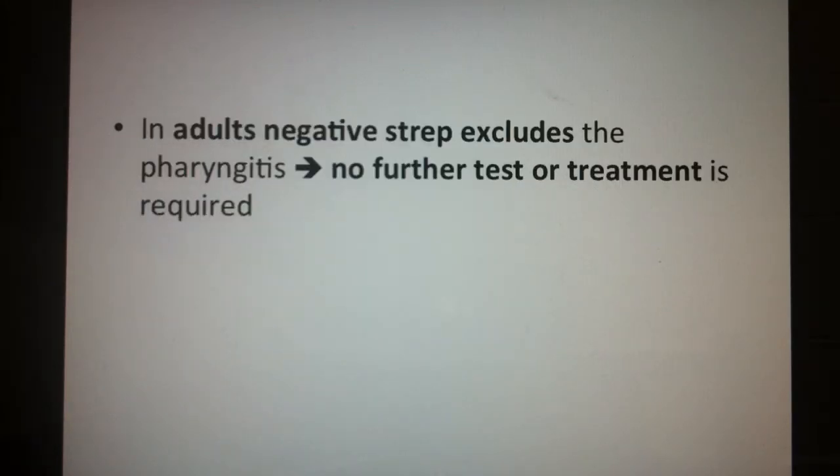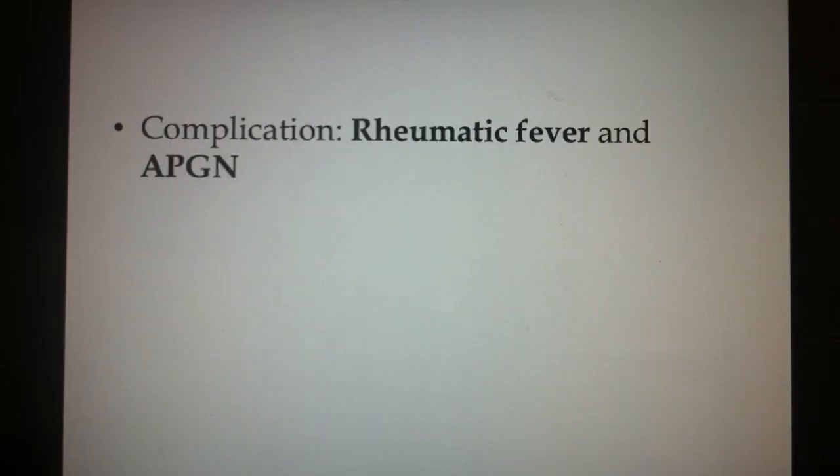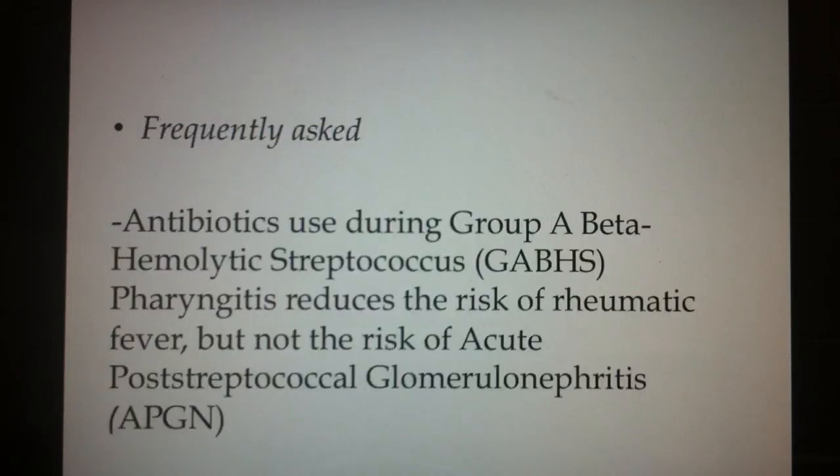In an adult, if you did the strep test and it came out negative, it excludes the pharyngitis. No further testing or treatment is required. Complications: rheumatic fever and acute post-streptococcal glomerulonephritis. Another frequently asked question on USMLE Step 3 is that antibiotic use during Group A beta hemolytic streptococcus pharyngitis reduces the risk of rheumatic fever, but it does not reduce the risk of acute post-streptococcal glomerulonephritis.